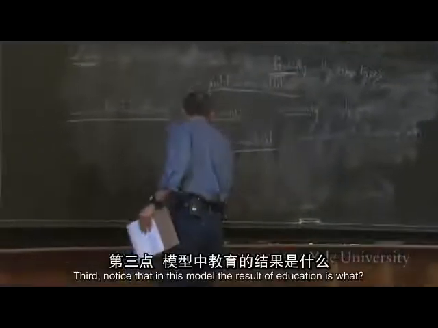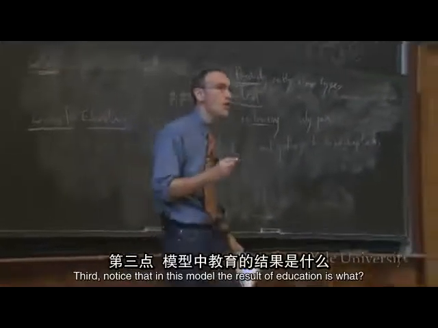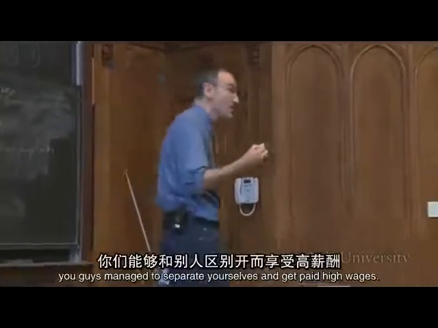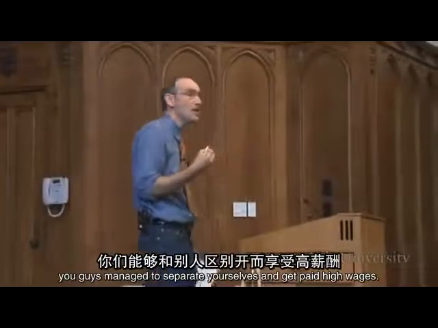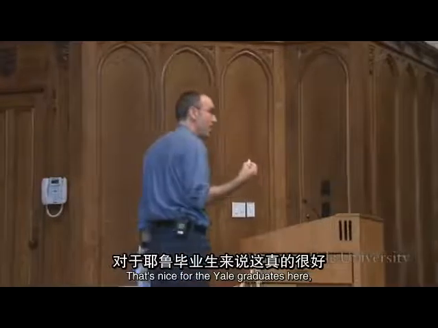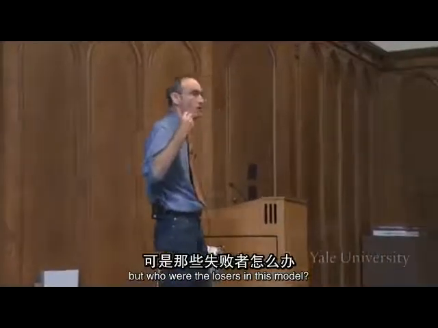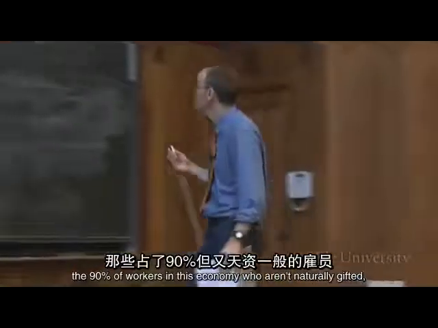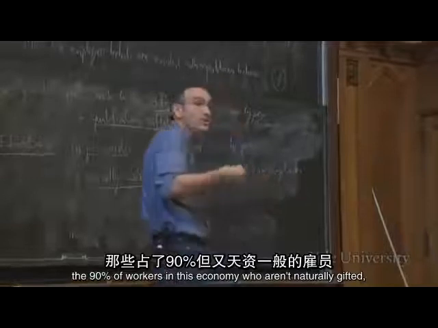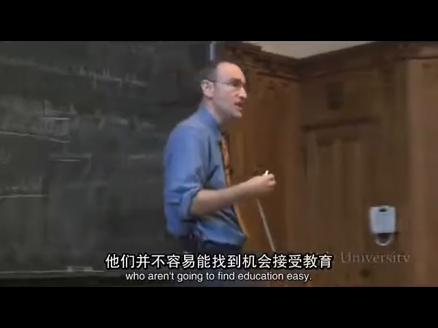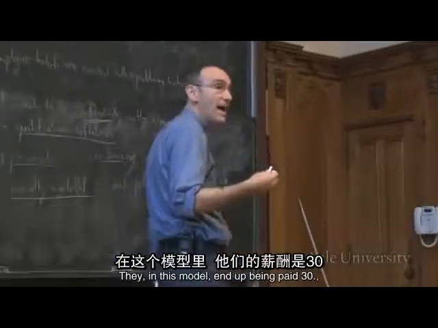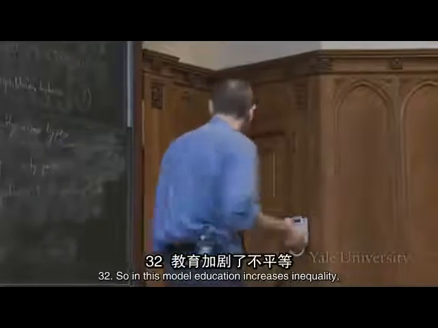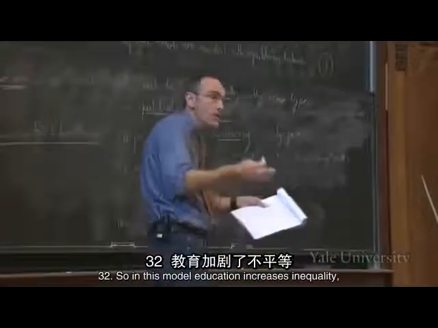Third, notice that in this model, the result of education is what? It's good for the good workers. You guys managed to separate yourselves and get paid high wages. That's nice for the Yale graduates here. But who are the losers in this model? The bad workers. The 90% of workers in this economy who aren't naturally gifted, who aren't going to find education easy, in this model end up being paid 30. Without the education system, how much would they have been paid? 32. So this model increases inequality.